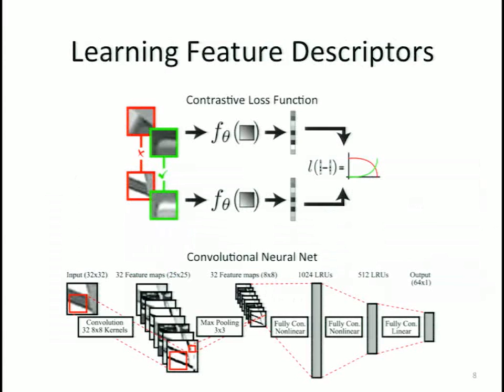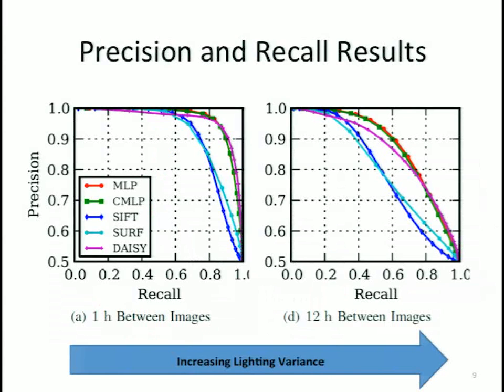When we compare the precision recall results of our proposed methods, which are shown in red and green, with SIFT, SURF, and a learned version of DAISY, we see that our descriptors provide a significant improvement over SIFT and SURF, and that they degrade more gracefully as there's a higher variance in lighting, especially in this high precision region where you would like to work with feature descriptors.